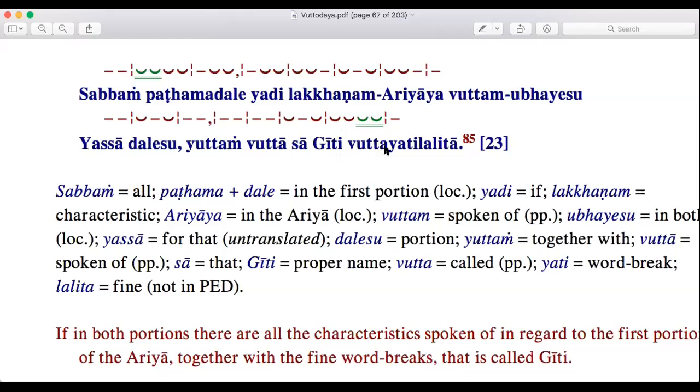But see here, Yati Lali is a nagana. So word break rule applies here, and we should put the word break after the sixth group. So like this, Yassa Dale so Yottang Vutta Sagiti Vutta Yati Lalita. After the sixth group, there should be the word break. So you see all the characteristics of the Arya first half can be observed in both halves of this verse. So we call it Giti verse.